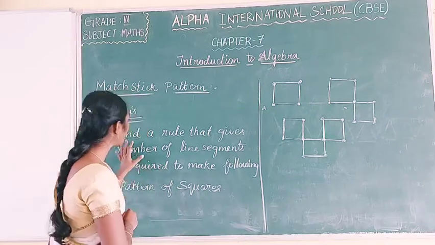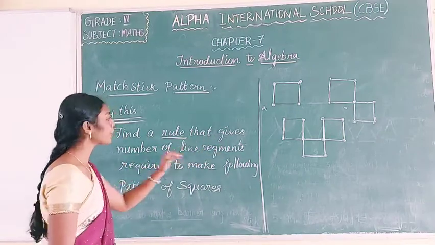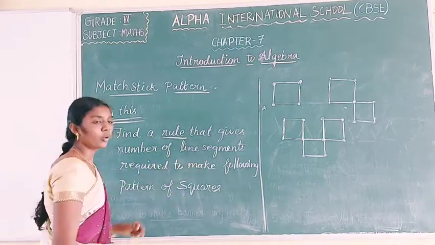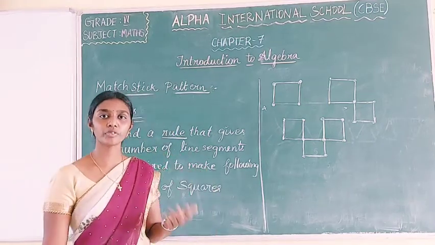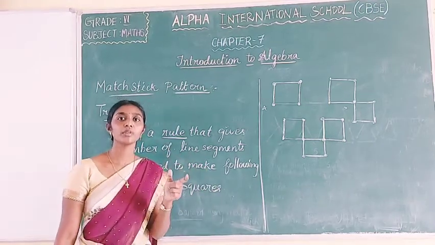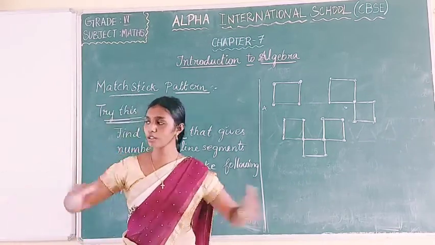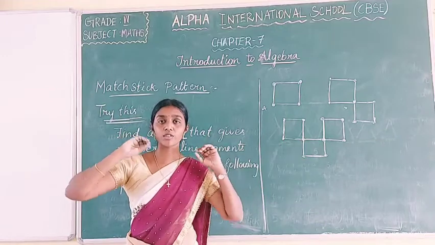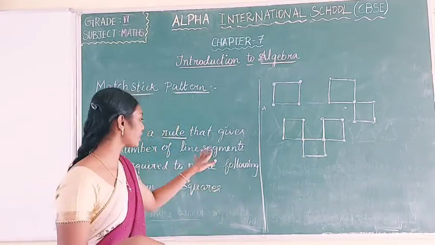Clear? See here, find a rule. We want to find the rule only that gives a number of line segments. What do you mean by line and line segment? In your lower grades, you are familiar with the word line. Line means there are no endpoints. If there is no endpoint, that is known as a line. If there is an endpoint, that is known as a line segment.